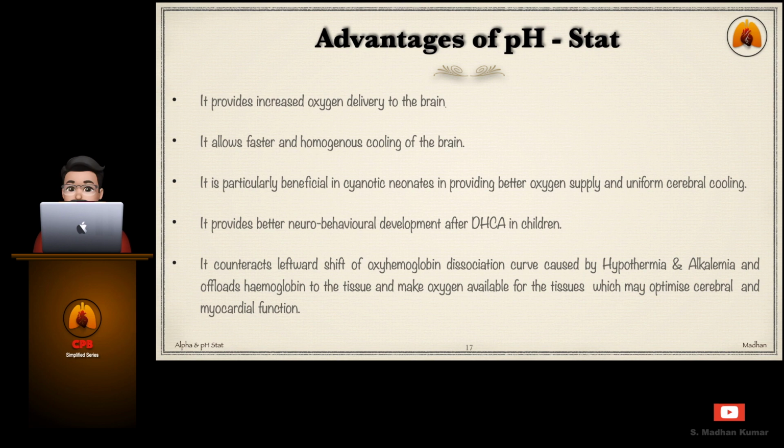It counteracts the leftward shift of the oxyhemoglobin dissociation curve caused by hypothermia and alkalemia and offloads hemoglobin to the tissue and makes oxygen available for the tissues, which may optimize cerebral and myocardial function.